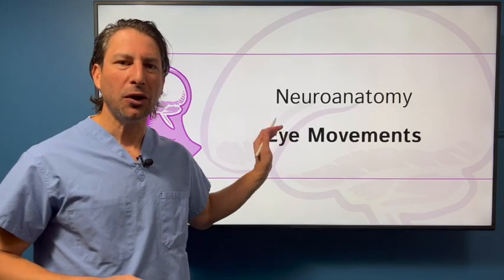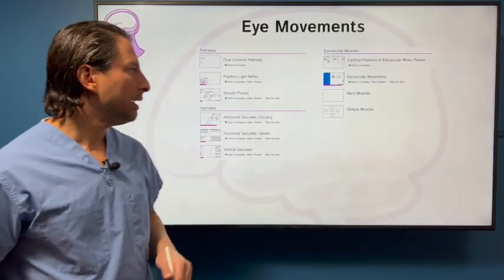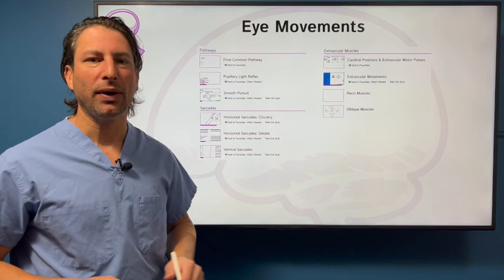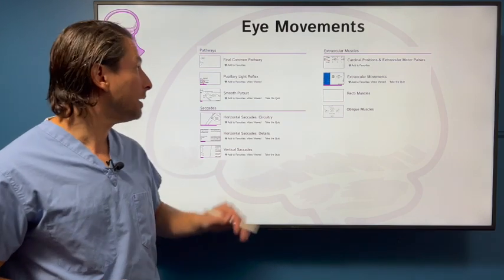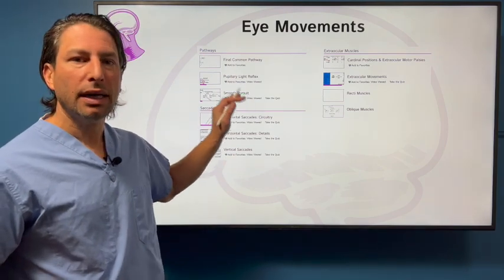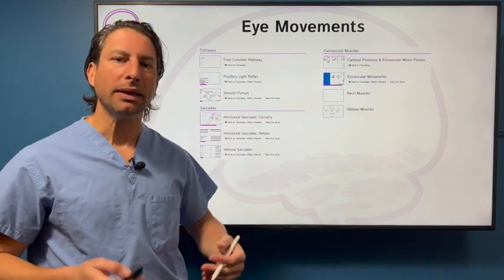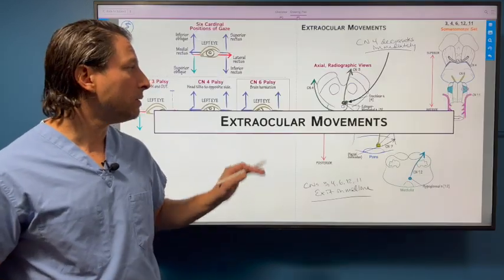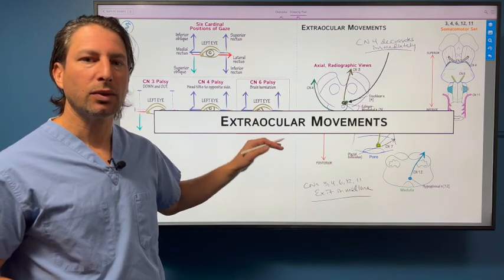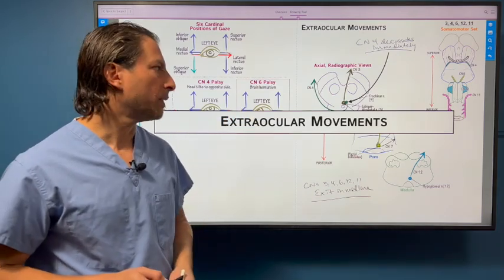So here we're going to learn the neuroanatomy of eye movements. And we've already seen a lot of this in our cranial neuropathies tutorials. We're going to focus on extraocular movements, the final common pathway, and then the pupillary light reflex. And we're going to use the pathologies as a way to reinforce the physiology we're going to learn here.